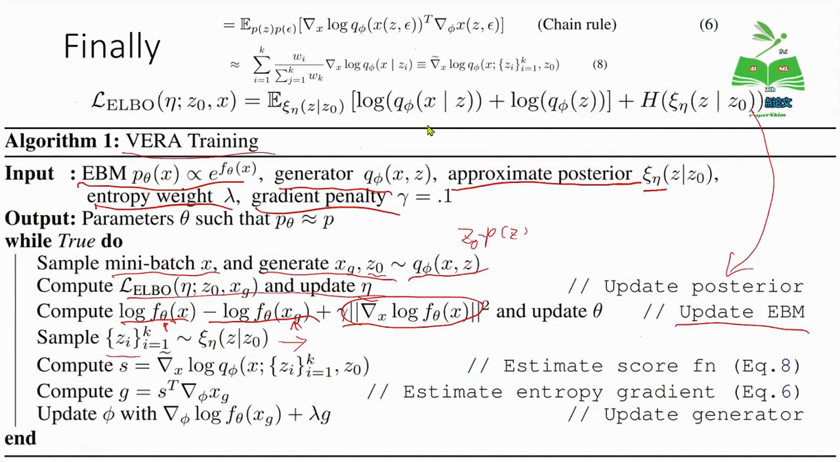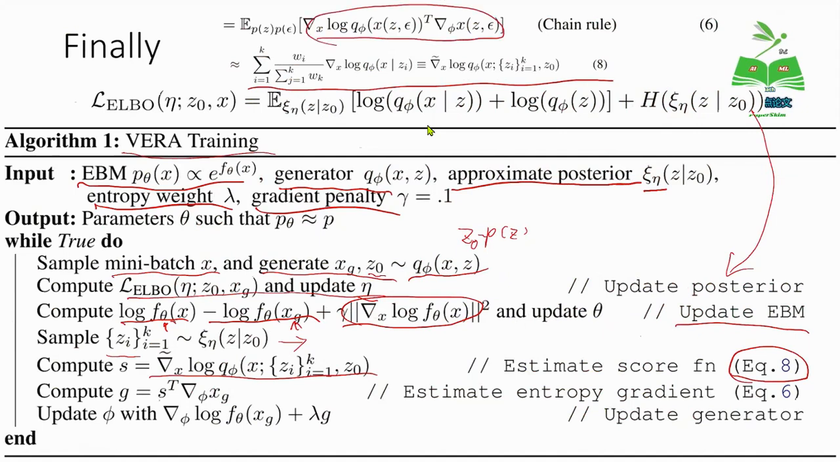Sample several z from the z0 and estimate the score function of the z of equation 8. And then compute this chain rule as transpose with the gradient over the phi. Then update the phi with this one and this one. So it's the training code.